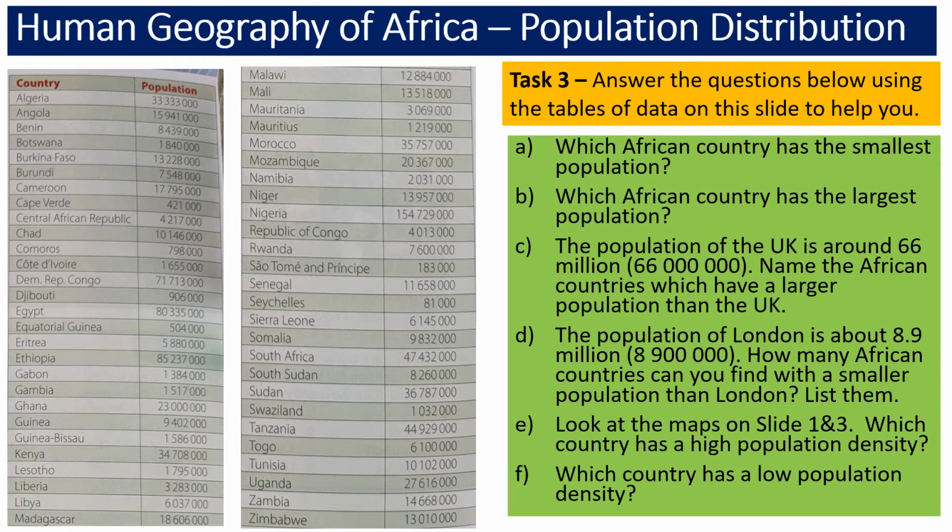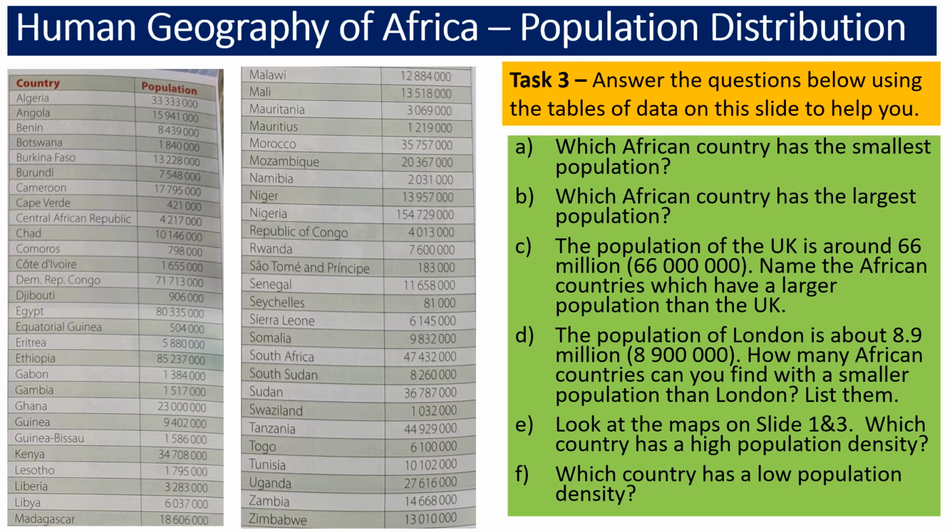And then this is your main task 3. So I'd like you to look at all of these countries in Africa and their population. Okay, so you've got all of the countries listed and the population of these countries. And I'd like you to try and answer these questions using that data. So which African country has the smallest population?